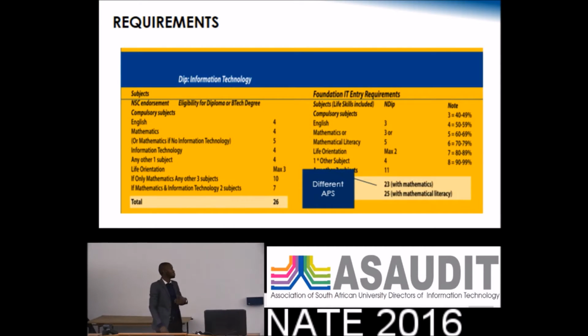So they will tell you that if you did mathematics, we need a different application point score. If you did mathematical literacy, we also need a different application point score. So this also leads to human errors as such.